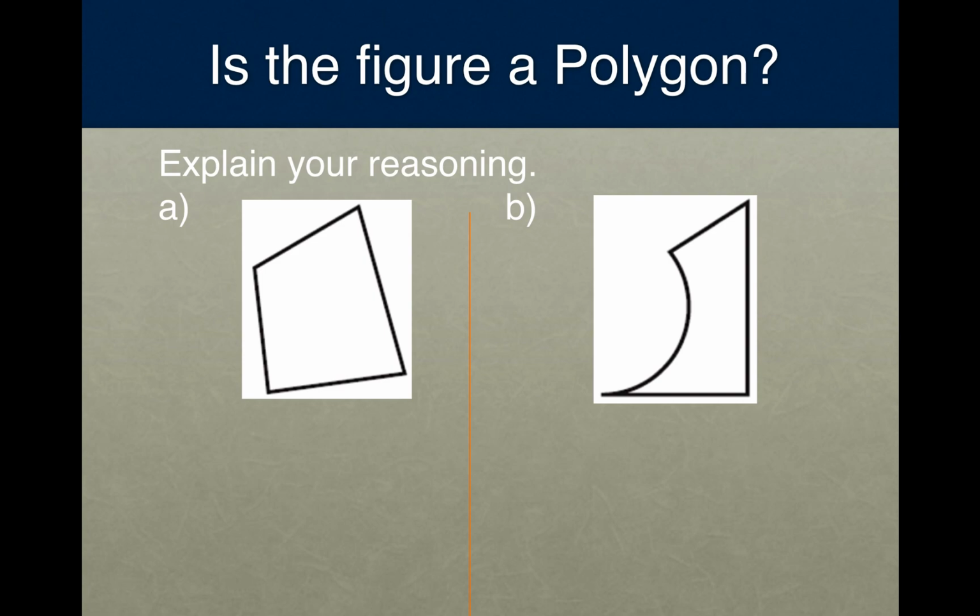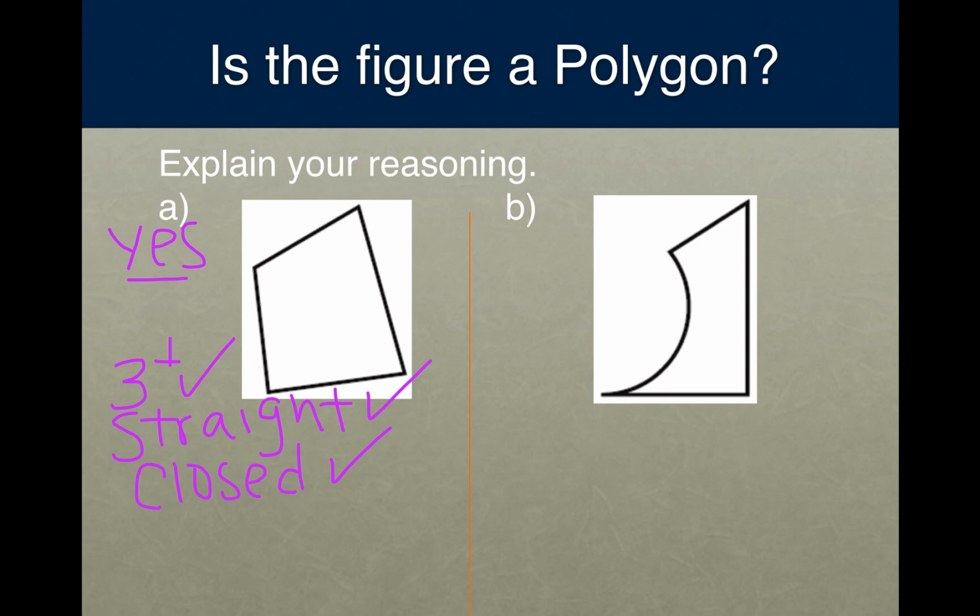Are these figures polygons? Explain your reasoning. If we look at figure A, we notice that it has 4 lines, and we said before polygons have to have at least 3 lines, so it has 3 plus lines. That's awesome. They're all straight. That is one of our criteria points. And it is a closed figure. So we'd say yes, figure A is a polygon.